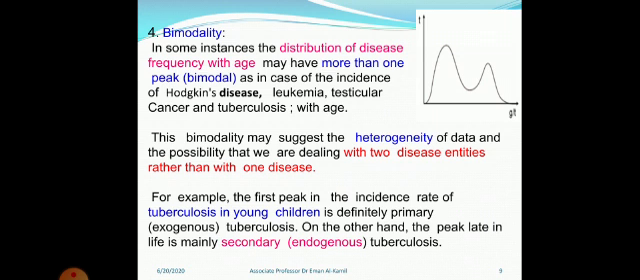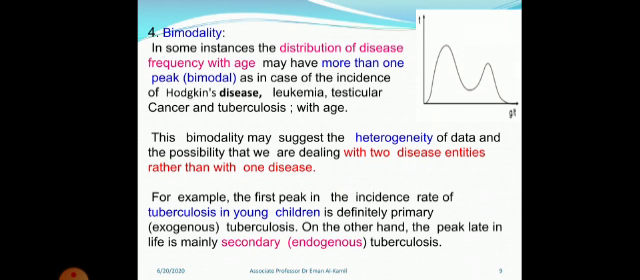So there are two peaks of the occurrence of the disease regarding age, and this is seen, for example, in Hodgkin disease and leukemia, testicular cancer, and tuberculosis. They have two peaks in the age curve. This is explained by bimodality perhaps suggesting heterogeneity of the data, different data for different disease, or that the two peaks are different entities rather than one disease.